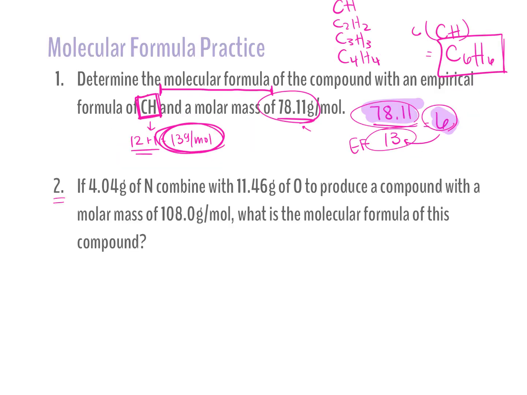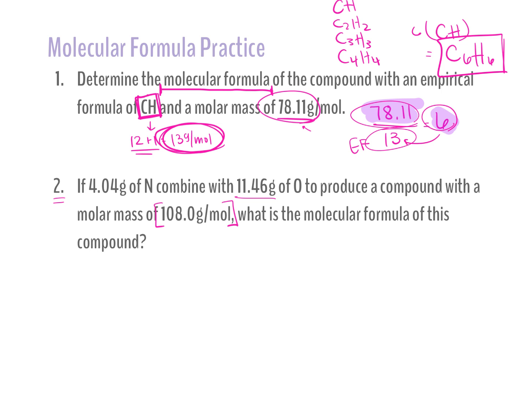And we get some ratio that we then distribute through the empirical formula. Okay. If 4.04 grams of nitrogen combine with this many grams of oxygen to produce a compound with a molar mass of 108, what is the molecular formula of our compound? We're given just some basic information here. Our goal is to find the molecular formula. But did they give us the empirical formula in this problem? No, they didn't. So that means we have to solve for it first. We have to do all of the mole stuff first, before we can even get to talking about the molecular formula.